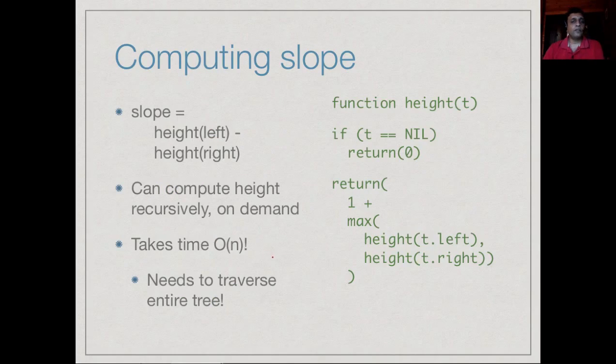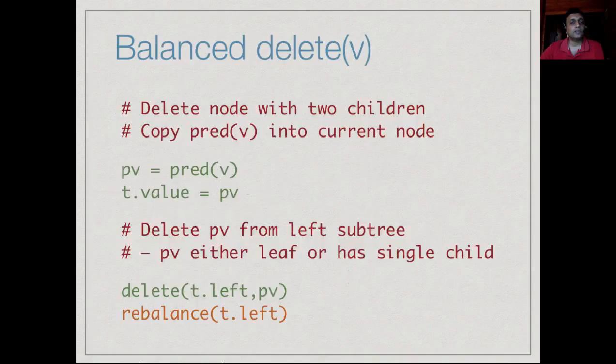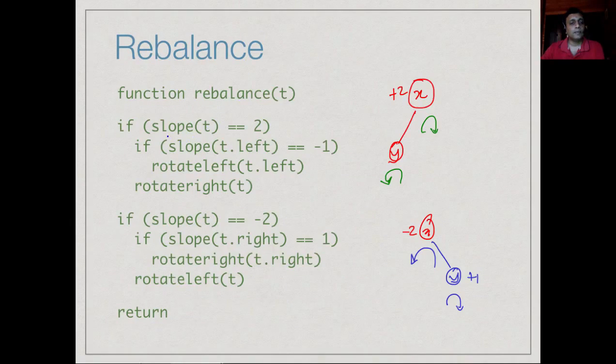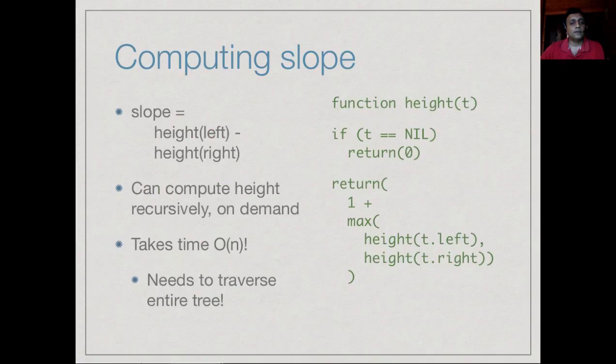There is one point we have to be a bit careful about. We said that we have to do all these rebalancing. So if we go back to rebalancing, rebalancing requires us to compute the slope, and slope was defined to be the height of the left minus the height of the right. Now it is possible to compute the height on the fly. The height of a tree is computed recursively. If it is nil, it has height 0. Otherwise, you recursively compute the height of the left and the right, and then accounting for this node, you take the maximum of the two subtrees and add 1.